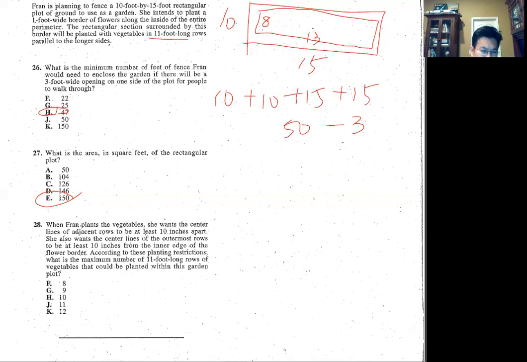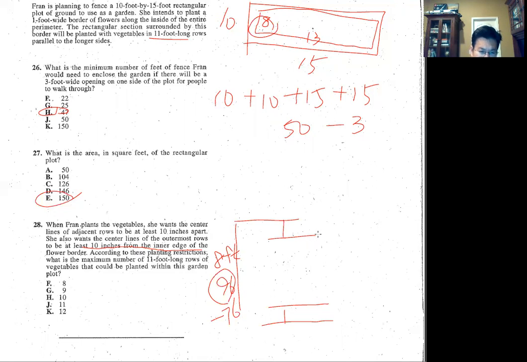Each adjacent row is at least 10 inches apart. And then the outer row is at least 10 inches from the inner edge of the flower bed. Okay, so we have eight feet left, right? Because inside here is 8 feet. In inches, 8 × 12 = 96 inches left. So from the outside, 10 inches. So we take out 10 inches and 10 inches out. So then 20 inches out, 76 inches left.